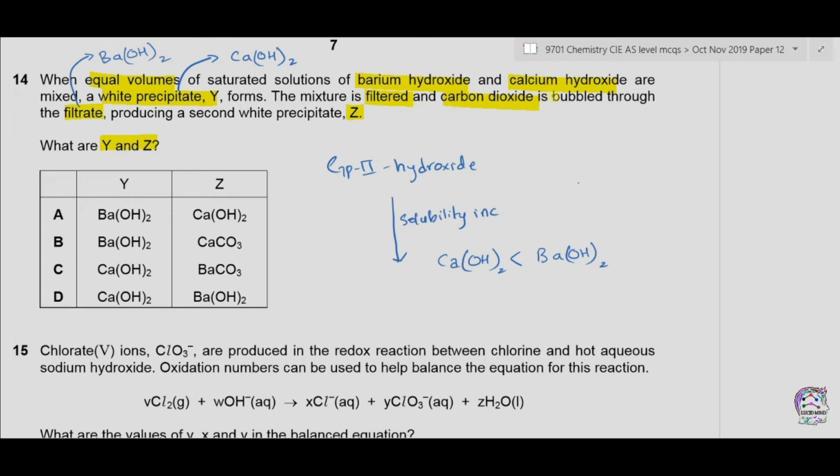As carbon dioxide is bubbled through the filtrate, we can write the chemical equation. CO2 will react with barium hydroxide and it will form barium carbonate along with H2O. Barium carbonate is insoluble, so it is in the form of precipitate. So precipitate Z will be BaCO3. So Y is calcium hydroxide and Z is barium carbonate. So the answer is C.